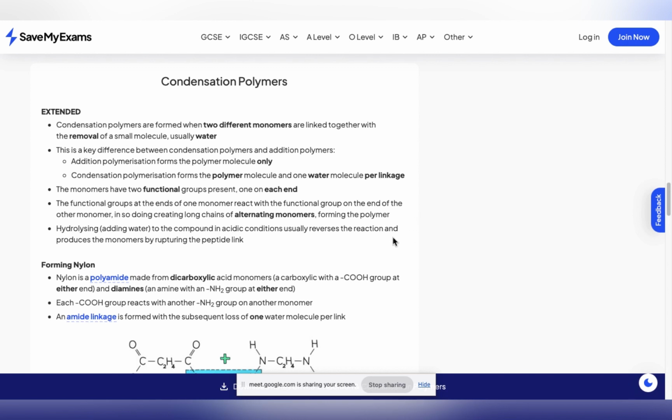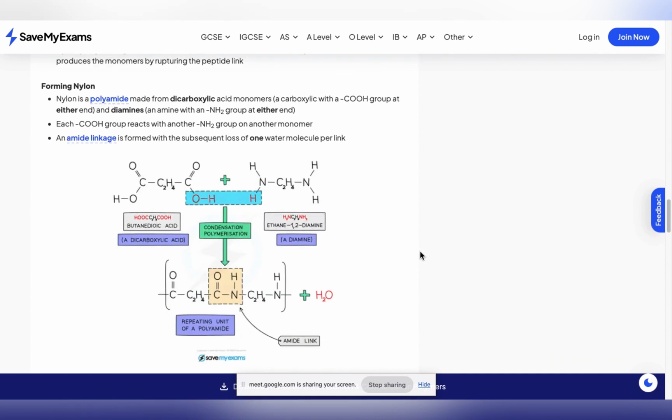A good example is the manufacture of nylon, in the laboratory or in industry. In the case of nylon, we have a dicarboxylic acid, as you see here: C2H4 with a C double bonded to O and single bonded to OH, the same on both sides. This is the carboxylic acid functional group. It's called di because it's on both sides.